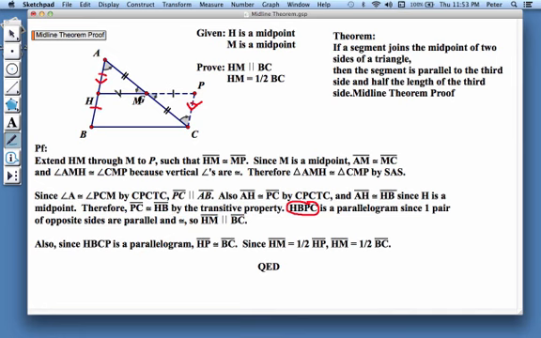So therefore, these two sides, HM and BC, must be parallel. So the first point is proven. Now, since this is a parallelogram, I know that HP must be congruent to BC, and since HM is half of HP, HM must also be half of BC. And we've proven it. Well, you'll find that we're going to use this quite a bit as we make our way through the chapter.